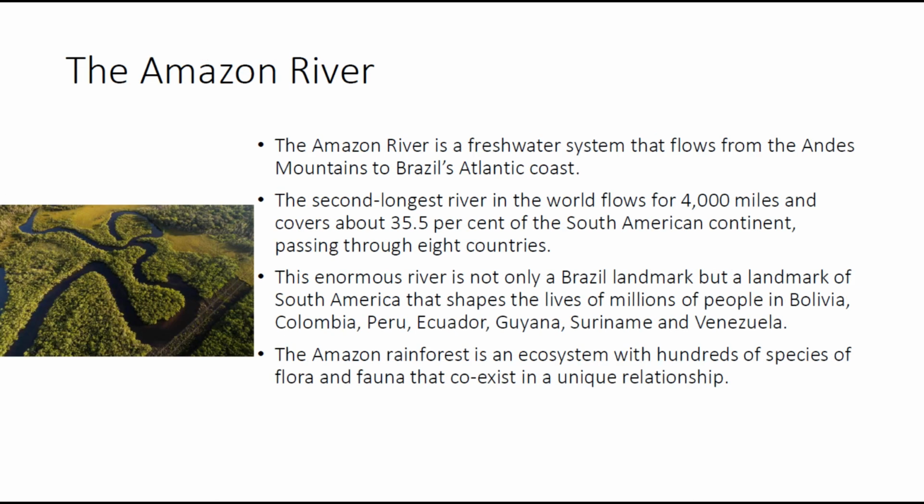The Amazon River is a freshwater system that flows from the Andes Mountains to Brazil's Atlantic coast. The second longest river in the world, it flows for 4,000 miles and covers about 35.5% of the South American continent, passing through 8 countries. This enormous river is not only a Brazil landmark, but a landmark of South America that shapes the lives of millions of people in many other countries. The Amazon rainforest is an ecosystem with hundreds of species of flora and fauna that coexist in a unique relationship.